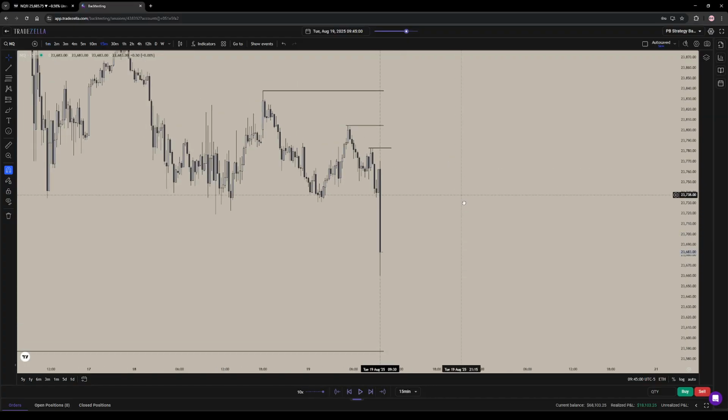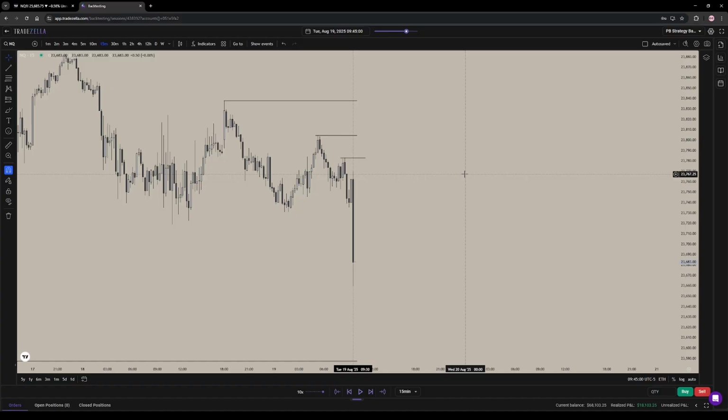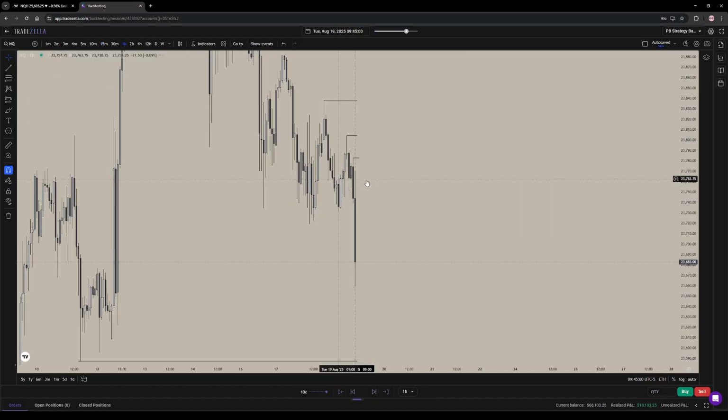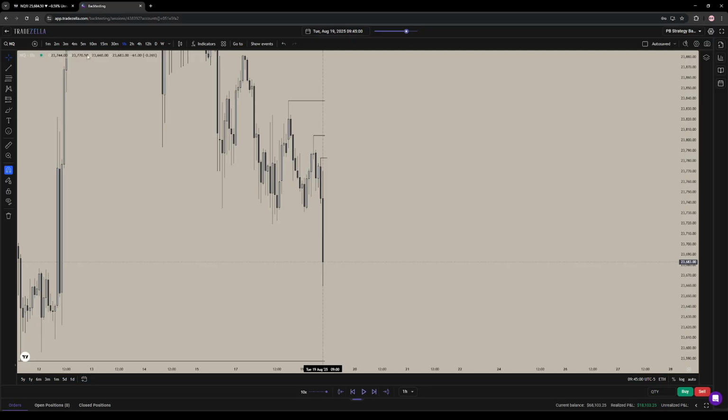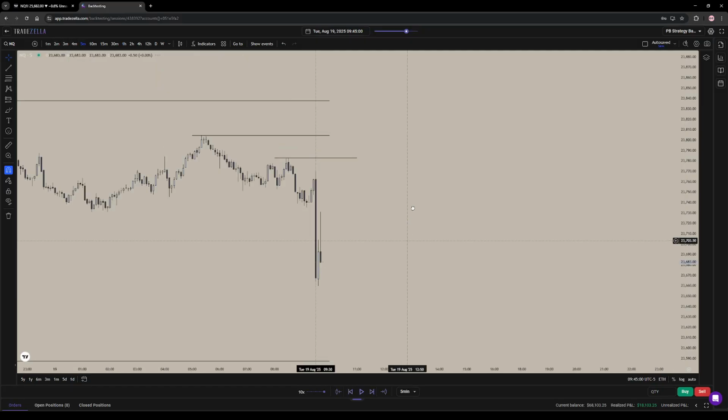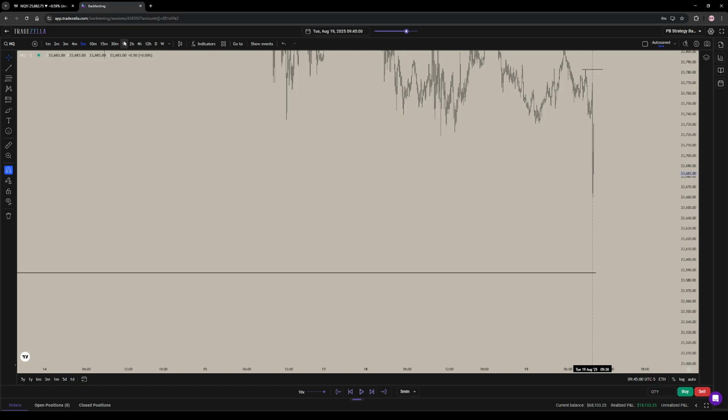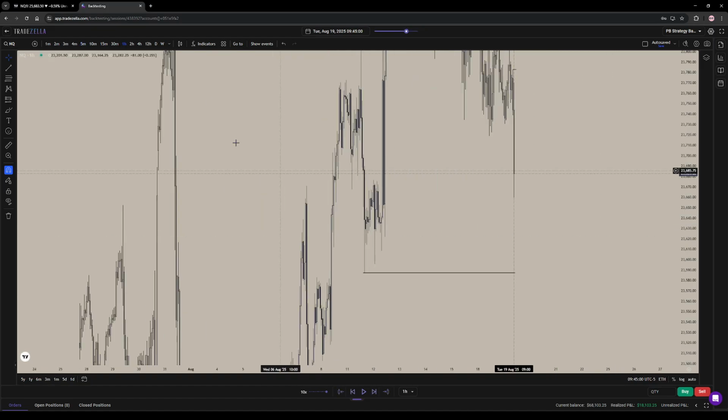What have we got support from? We've got support from a 15-minute PDA, and then this hourly gap as well. So we do have high time frame support. It looks like we are trying to continue lower towards these DOLs down here.